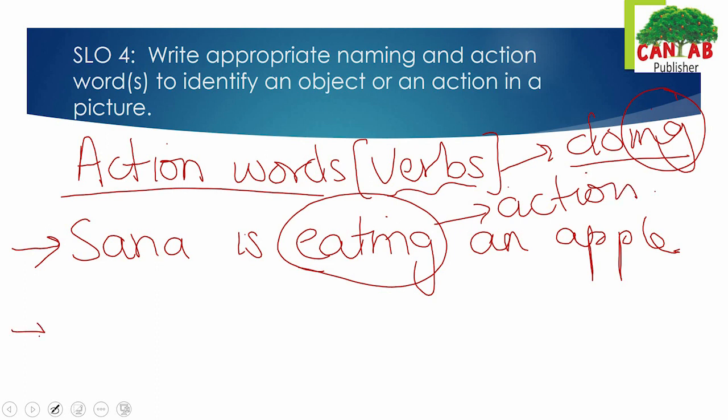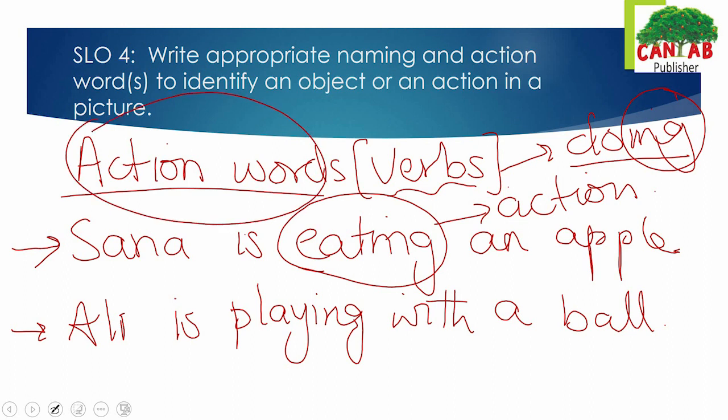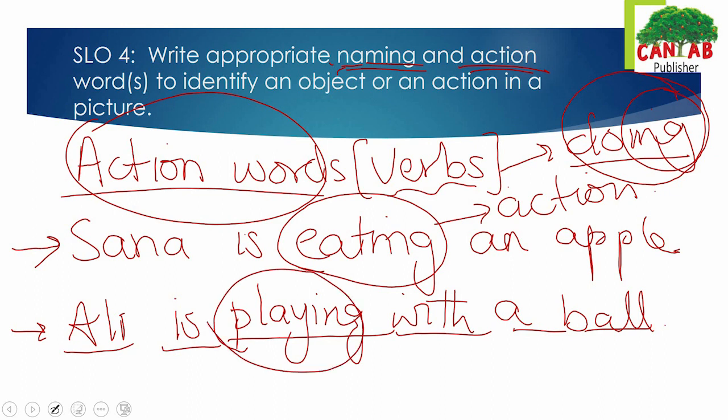Let me give you another example. Ali is playing with a ball. Let's keep our focus for some time on the action words, and then as a revision we'll also repeat the naming words. Another sentence is in front of you. Ali is playing with a ball. If you try to go back to what I just explained, verbs are doing words. There is usually an ing at the end of the verb. The action, the activity, the movement, or the thing which is keeping the person or the object busy. Ali is playing with the ball.